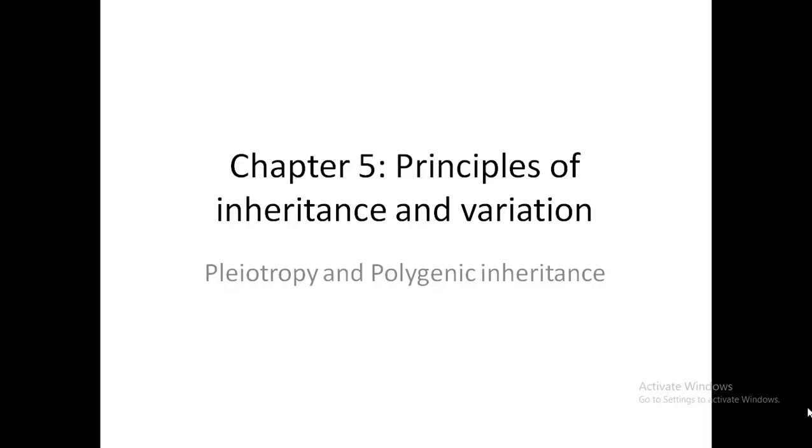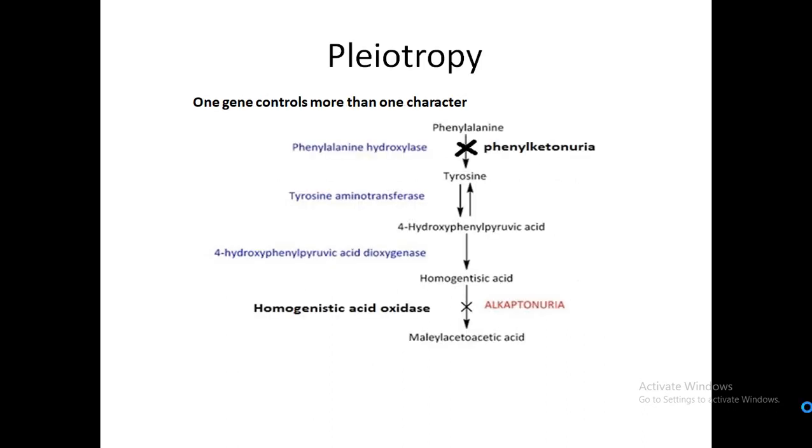Hello friends, in this clip we shall discuss pleiotropy and polygenic inheritance. First we'll start with pleiotropy. If one gene controls more than one character or trait, then it is called pleiotropy.